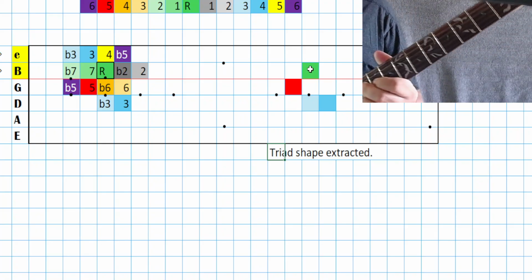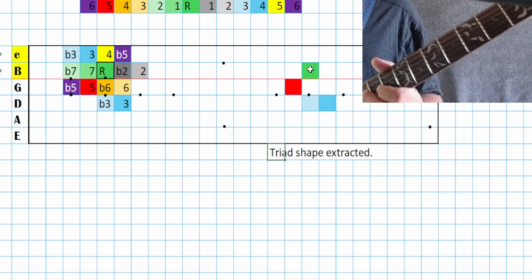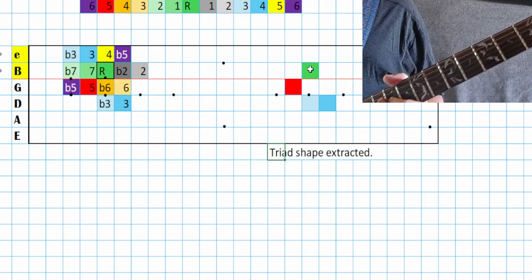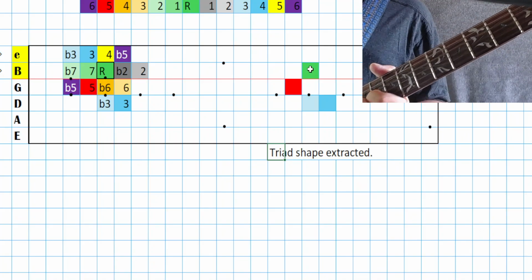Should actually just move that up so it's on A. I can use the open root. Minor. Major.